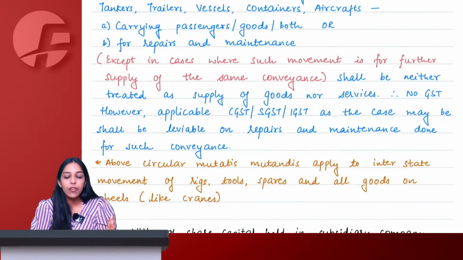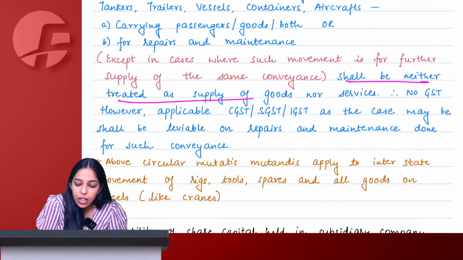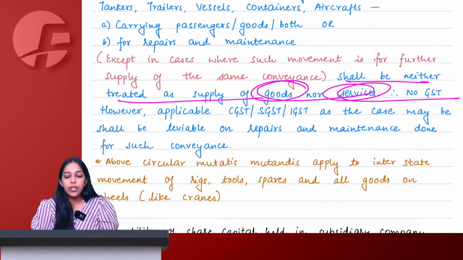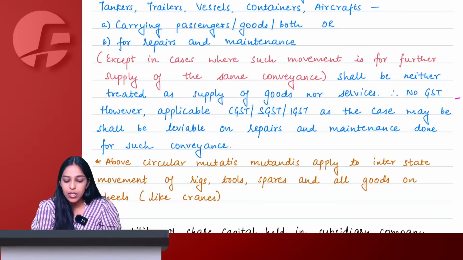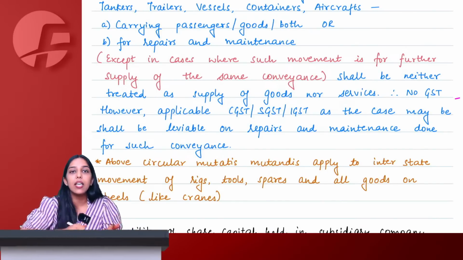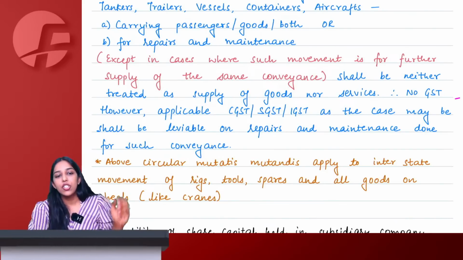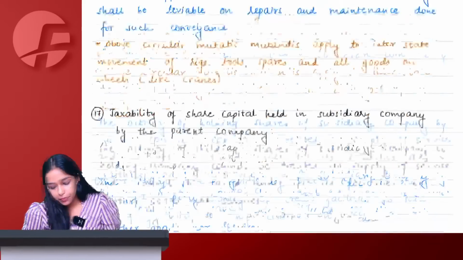But simply if it is going for carrying goods, passengers or for repair purposes, it shall neither be treated as supply of goods nor treated as supply of services. So therefore no GST will be payable on the conveyance. But whatever goods or services are carried in the conveyance, or whatever actual repair services are availed, on that of course GST will be payable.